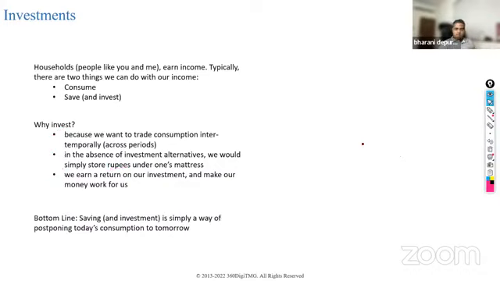The bottom line here is that saving, that means investing typically, is simply a way of postponing today's consumption for tomorrow. I don't want to consume the entire money today. I'm investing it so that I might consume at a later point of time whenever I have a need. That's the basic idea behind investment.